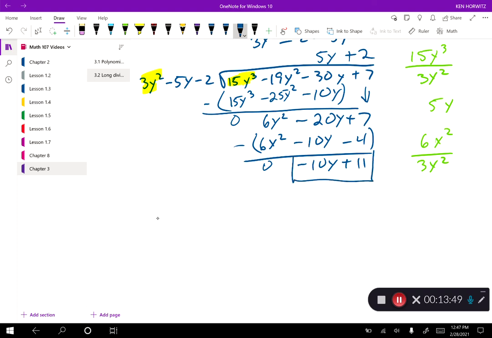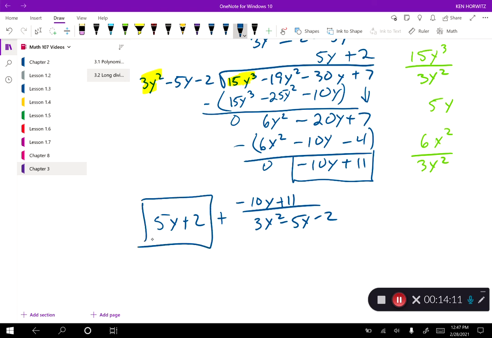So you would write your final answer as 5y plus 2, which is your quotient, plus negative 10y plus 11 over 3y squared minus 5y minus 2, which again is your remainder. So if I just ask you for the quotient, I want that. If I just ask you for the remainder, I want this. If I ask you for your final answer, I would like the whole thing.